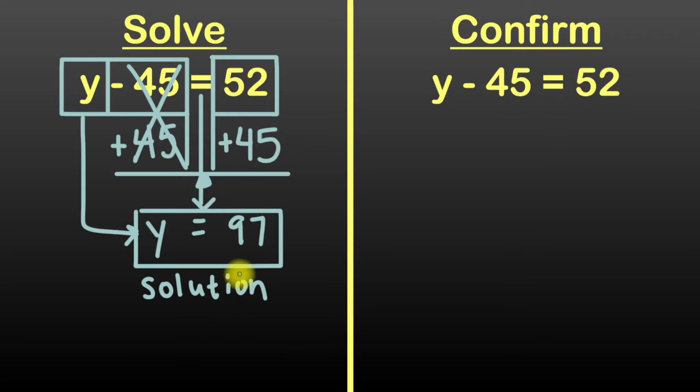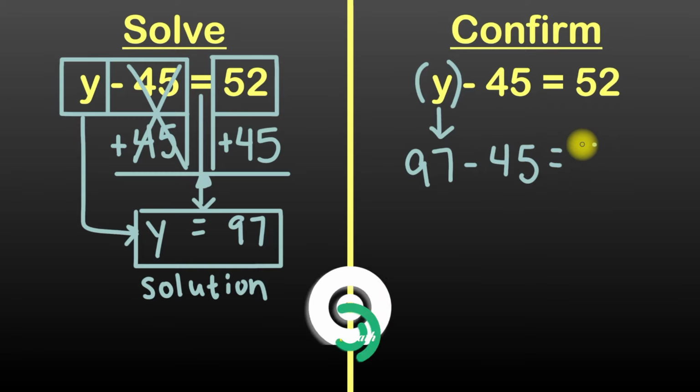So the next thing we'll do is confirm that 97 is the correct answer. So we need to substitute 97 in for y. And whenever we do substitutions, I recommend that you put your variable inside parentheses. It helps when questions get a little bit more challenging. So under y, I'm going to plug in 97 because y equals 97. Minus, I'll bring down the 45, equals 52.